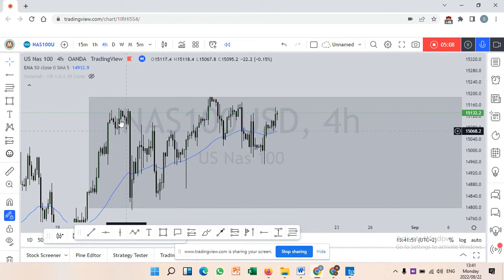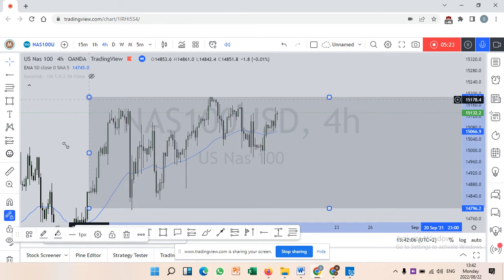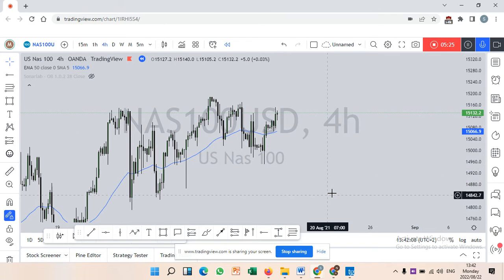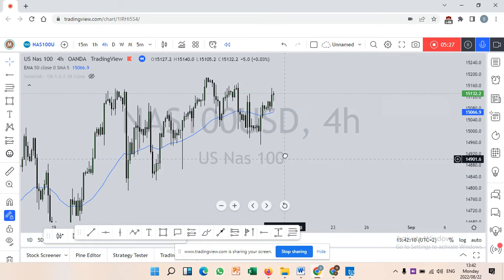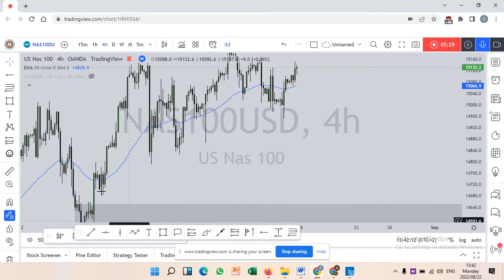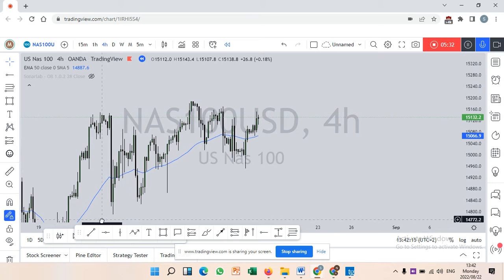Okay, so we did have this move, I'd say per se, that actually broke structure, right? And price came back to actually mitigate this move at this point right here, but it's not really necessarily a strong demand zone. We're just going to try to read price now since it is within this sort of consolidation type area. This would be an ideal area to actually take buys off of, you feel me?